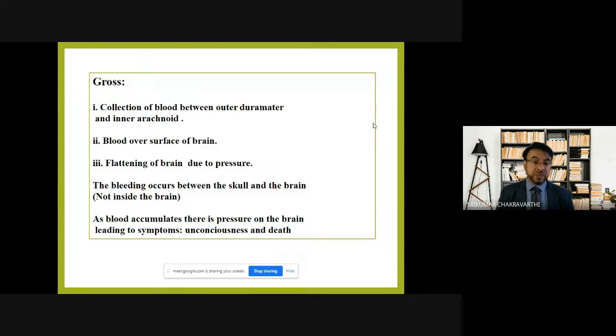But there is no bleeding inside the brain. The bleeding occurs between the skull and the brain. So as blood accumulates, the pressure in the brain causes symptoms, which is unconsciousness and later on coma and death.